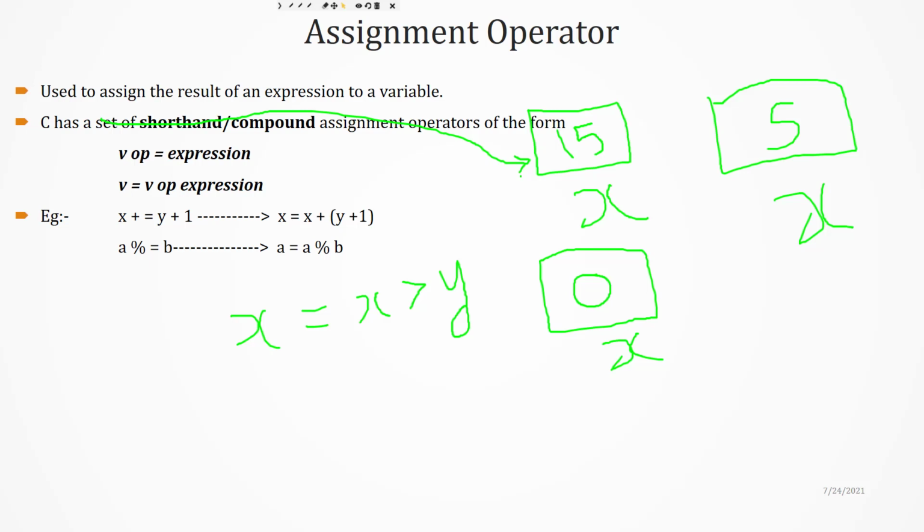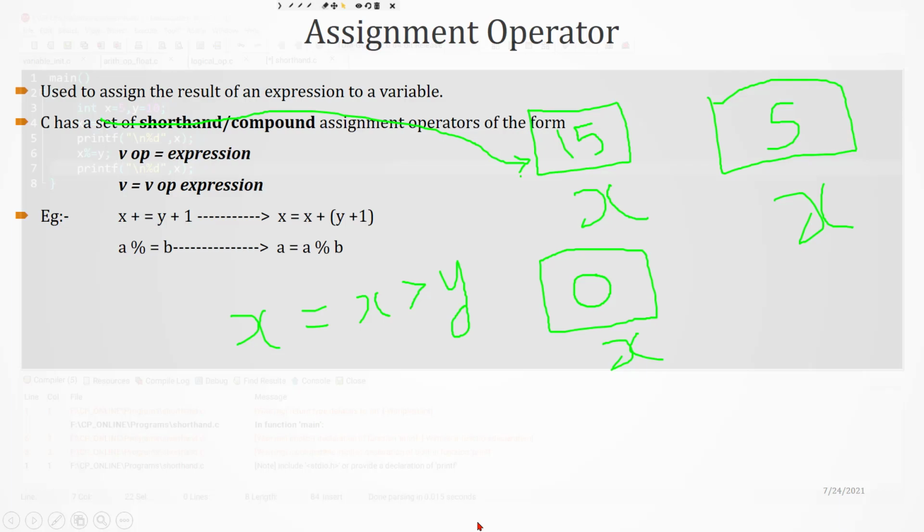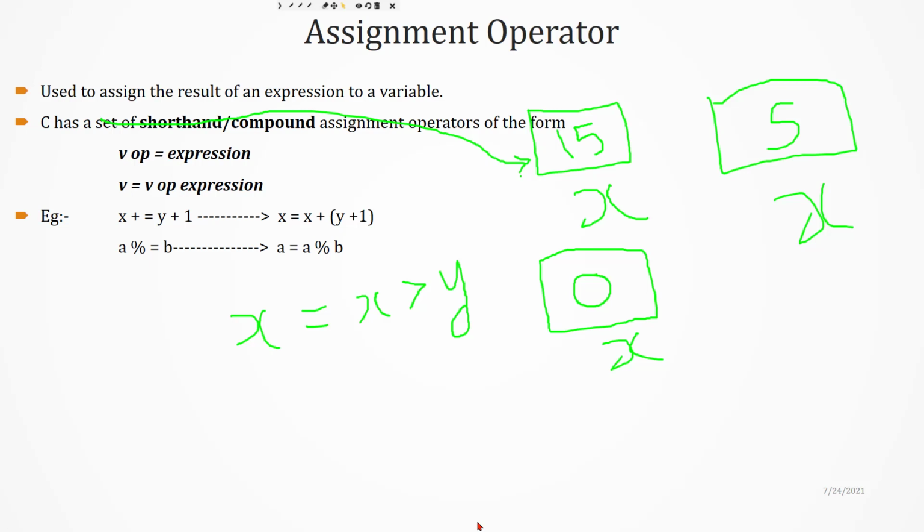Sir, here in assignment operator, the example which you have taken, x plus equal to y. But here in the slide, plus 1 is also added, but you have not added plus 1, sir. Here x plus equal to y plus 1. So that is different. X plus equal to y means only x equal to x plus y. It is not discussed in the example.